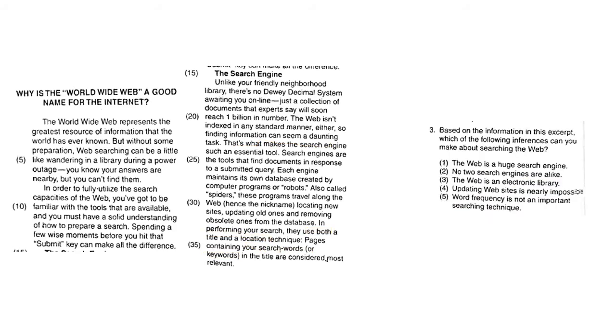Based on the information in this excerpt, which of the following inferences can you make about searching the web? The web is a huge search engine? No. The World Wide Web is a resource of information. Okay? The World Wide Web is a source of information. The search engine is a tool to find information on the internet. So number 1 is going to be wrong.